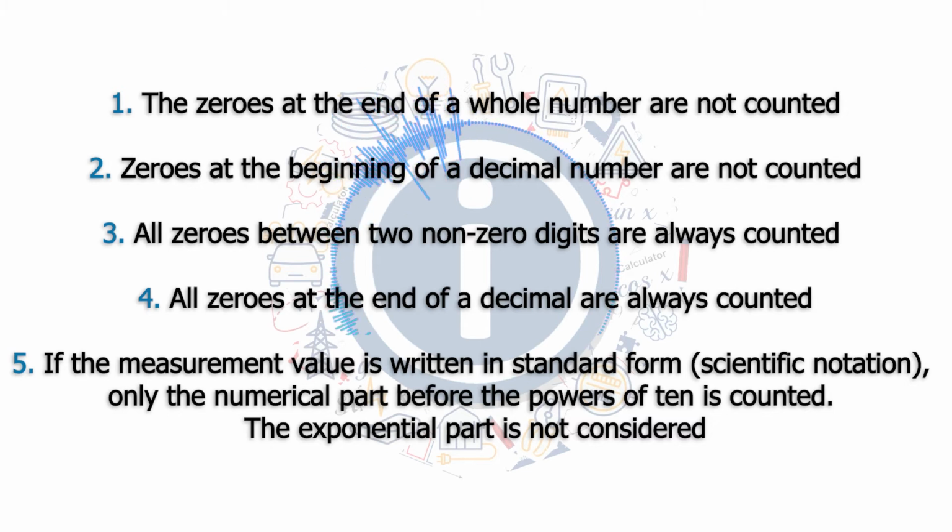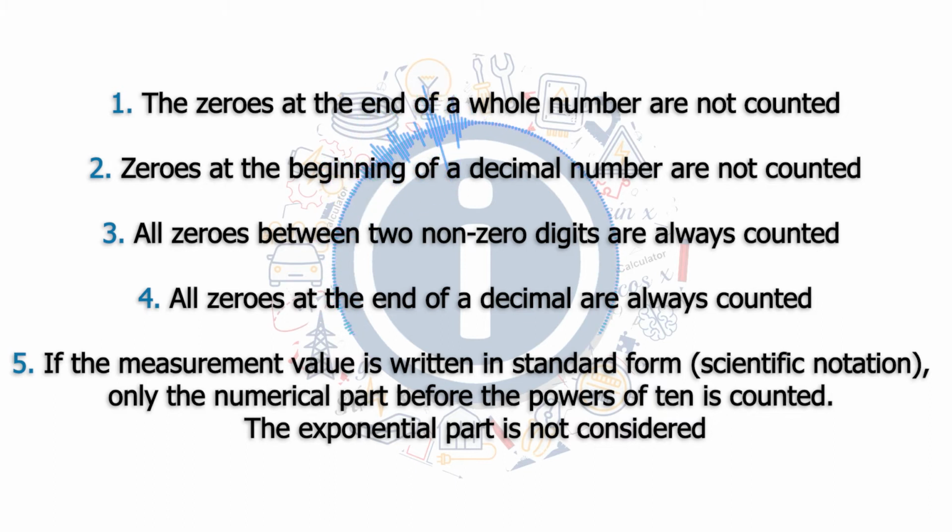3. All zeros between two non-zero digits are always counted. For example, we are allowed to write the measurement value 0.003705 quintals as 0.3705 kilograms or 370.5 grams, but we cannot write it as 0.00375 quintals, 0.375 kilograms or 375 grams, because these values are not equal to the original one.